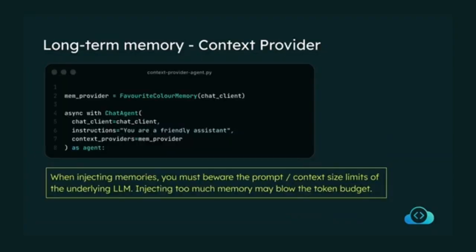All you need to do is define your memory provider. So in this case, I'm keeping track of the user's favorite color. And we'll see this example in detail. But I just want to show you how simply we can do that. So while defining the agent, we might need to state our context provider when we initialize our chat agents. So let's get into the code.